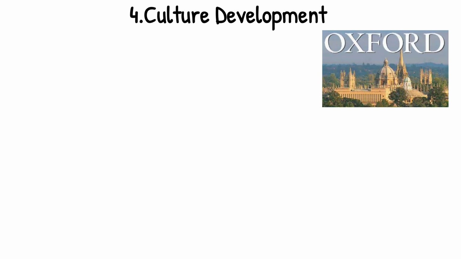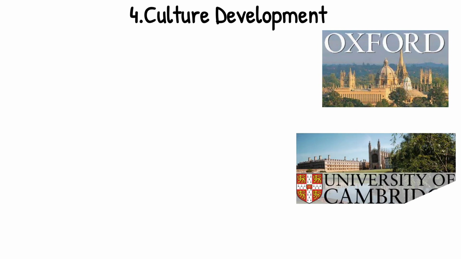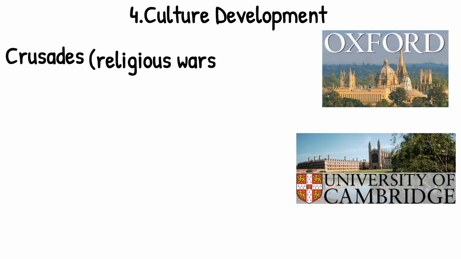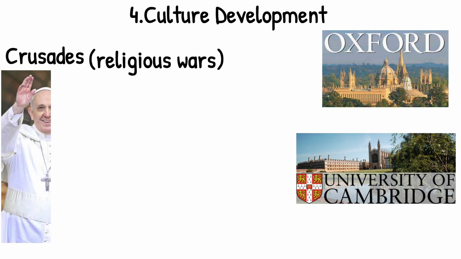This was a period when schools and colleges were set up all across England. How? There was a war between the eastern part of the world and European countries. That war was known as Crusade. Crusades were basically religious wars. We all know that the authority of Christianity was in the hand of the Pope. So the Pope asked all the Christian people to go and convert Eastern countries to Christianity.